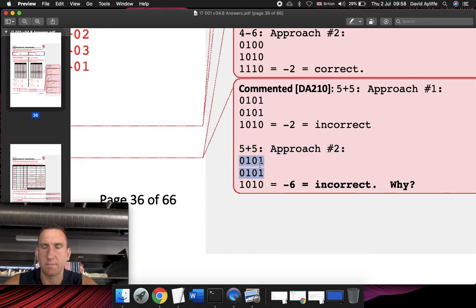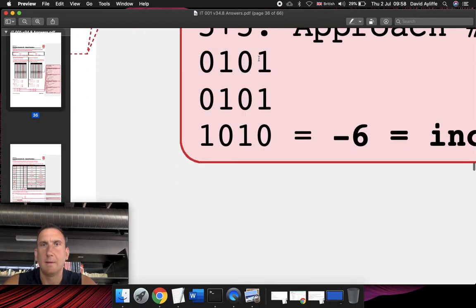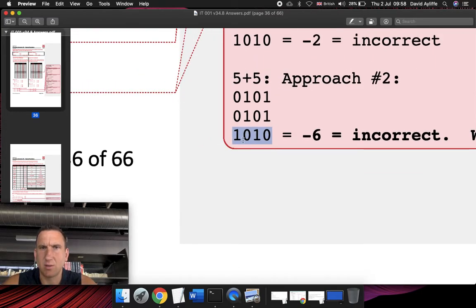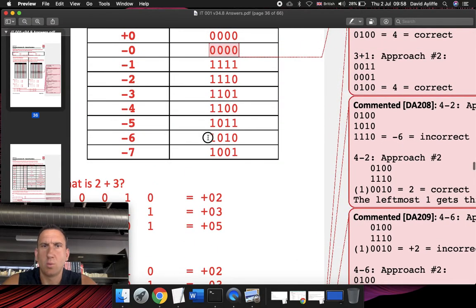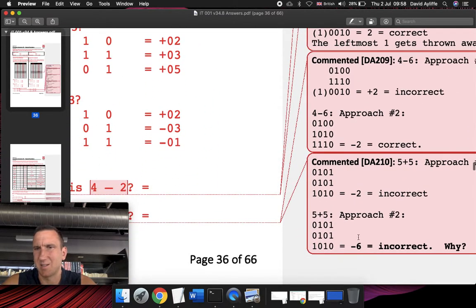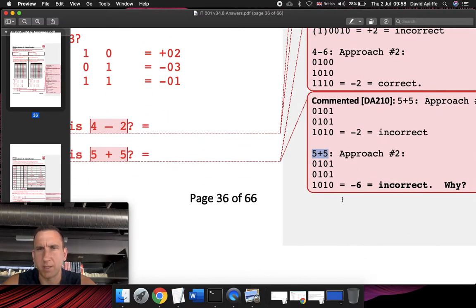So 5 plus 5. 1 and 1 is 2. So 0, carry 1. 0 and 0 and 1 is 1. 1 and 1 is 2. So 0, carry 1. 0 and 0 and 1 is 1. So we get this answer, 1, 0, 1, 0. 1, 0, 1, 0. So minus 6. But 5 plus 5 is not minus 6. So what's the problem here?